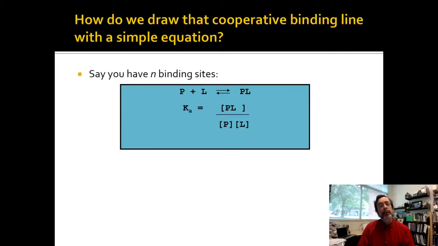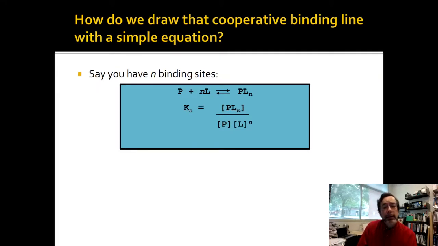So the one thing that we can say is, how can we draw that cooperative binding line with a simple equation? Well, we quickly find out that it's pretty easy to get started, but it's not easy to finish the equation. So let me show you how to get started. What you do is exactly what we did with myoglobin. We say we have a P plus L reaction going to PL, but instead of just one L, we have 4 L's. So we can rewrite that as P plus nL goes to PL_n.